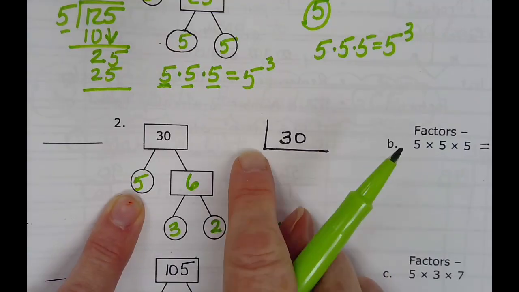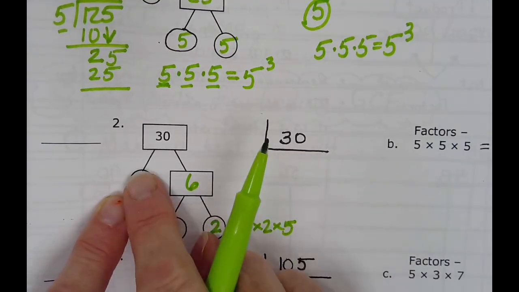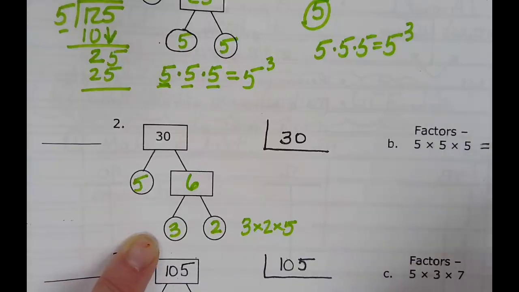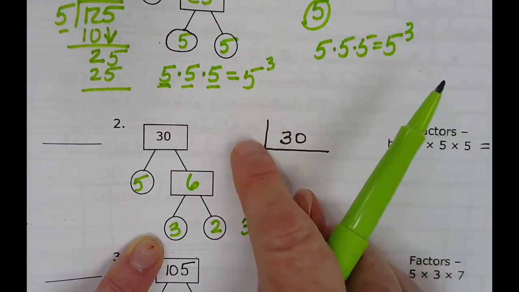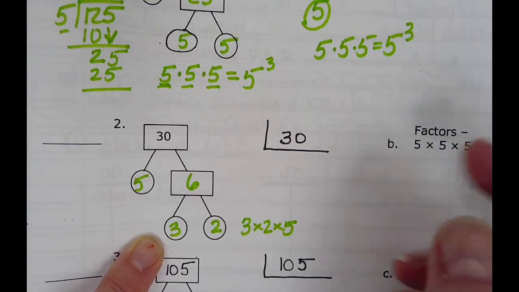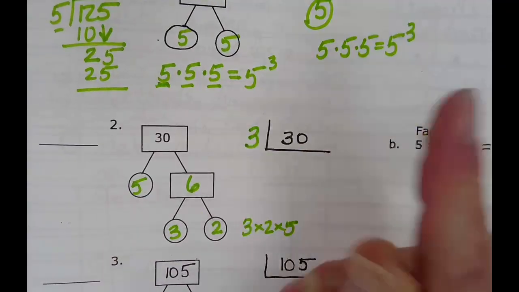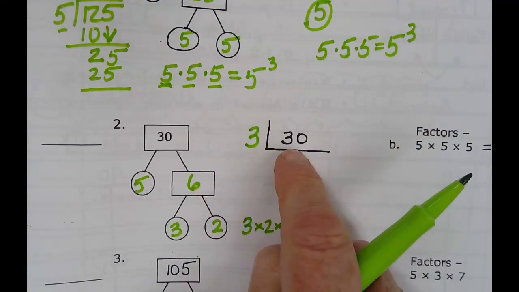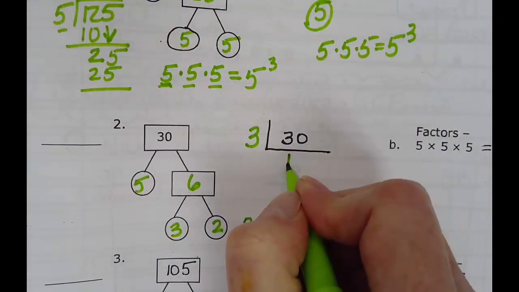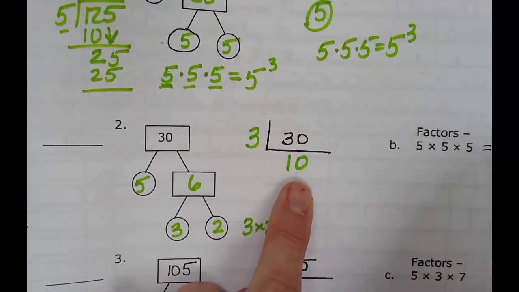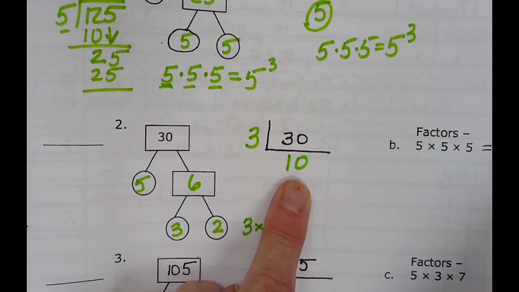You have them right here. Is not prime. I cannot divide. I can do 3. So if I divide 3 into 30, how many times does 3 go into 30? So then I put the 10 underneath. Is 10 prime?